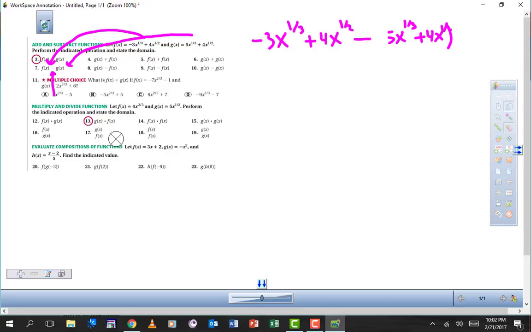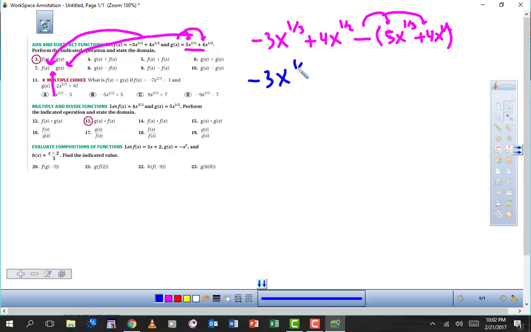Well, what are we supposed to do? We're supposed to be subtracting g of x, which means we need to subtract the entire function. So the negative goes to that one, and it goes to that one as well. So please avoid that mistake by putting in parentheses, and then distribute the negative to both terms here. Okay, so hopefully that makes sense. And so what I would do is just rewrite this, and I get negative 3x to the 1/3 power, plus 4x to the 1/2 power, and then minus 5x to the 1/3 power, and minus 4x to the 1/2 power.